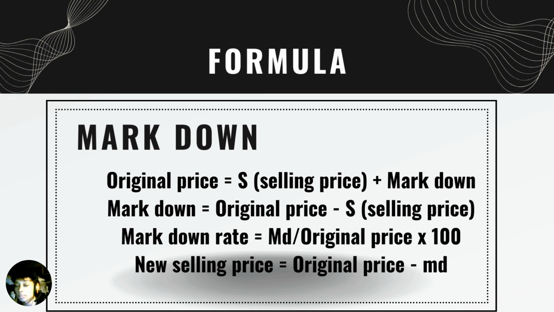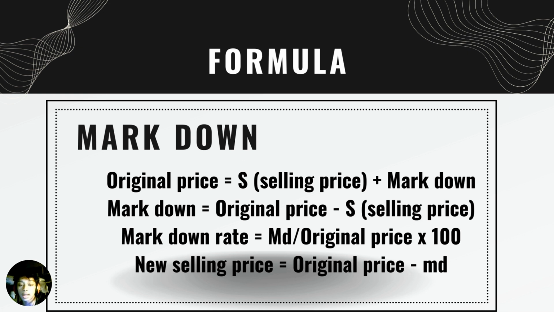To get the original price, you must add selling price and markdown. To get the markdown, you must subtract the selling price from the original price. To get the markdown rate, you must divide the markdown by the original price and after that, multiply it by 100. To get the new selling price, you must subtract the markdown from the original price.